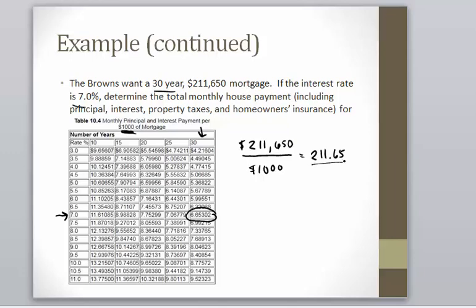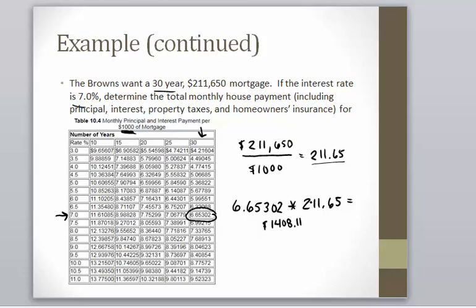Remember that we have 211.65 thousands. So we need to multiply those two numbers together to get our monthly payment. So I'm going to take this 6.65302 and multiply it by the number of thousands that we're borrowing. And that gives me, rounding to two decimal places, $1,408.11.